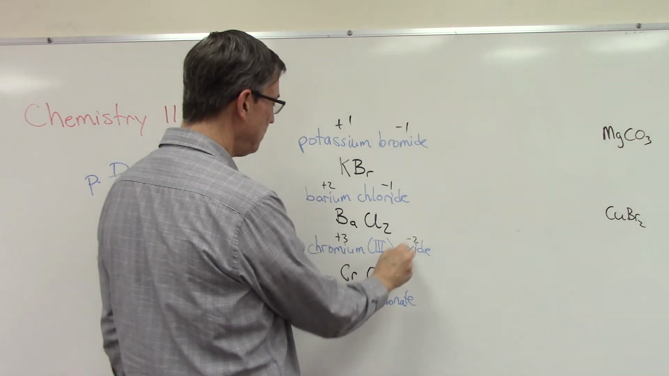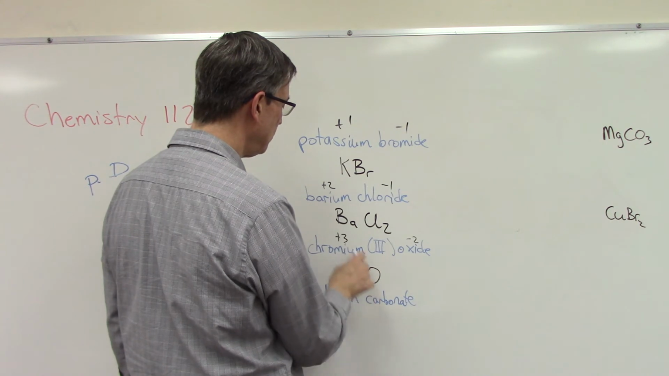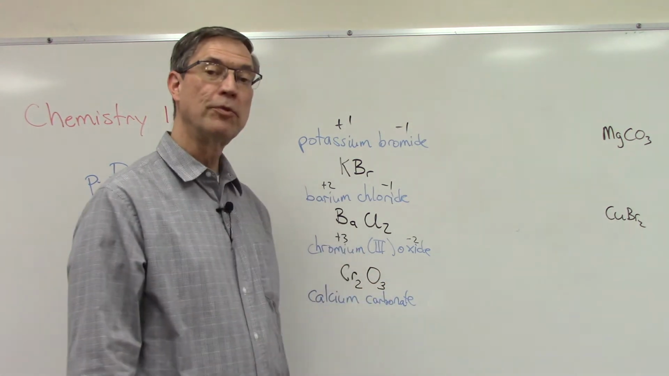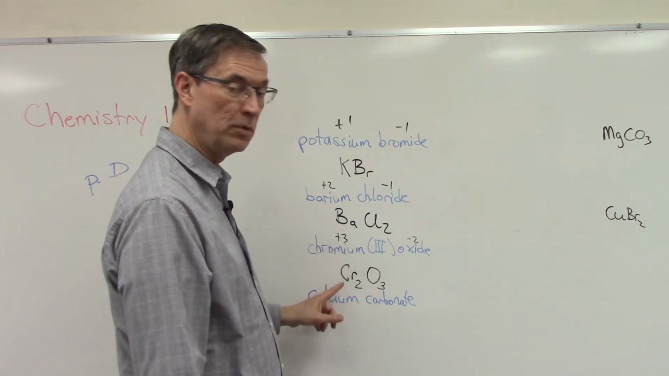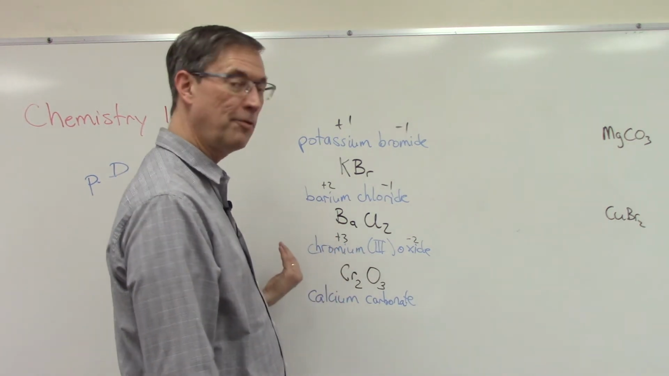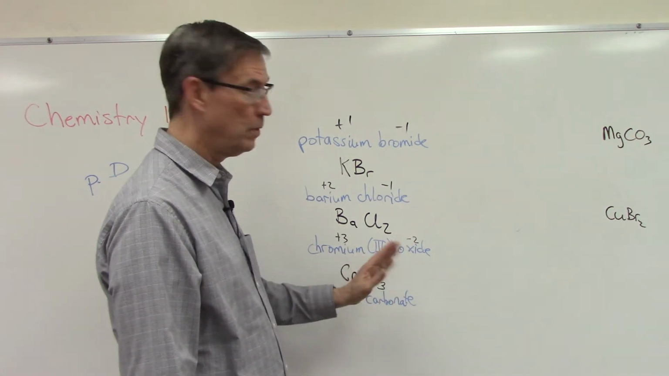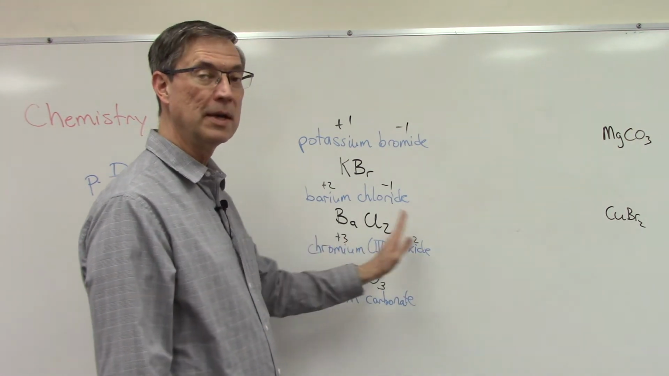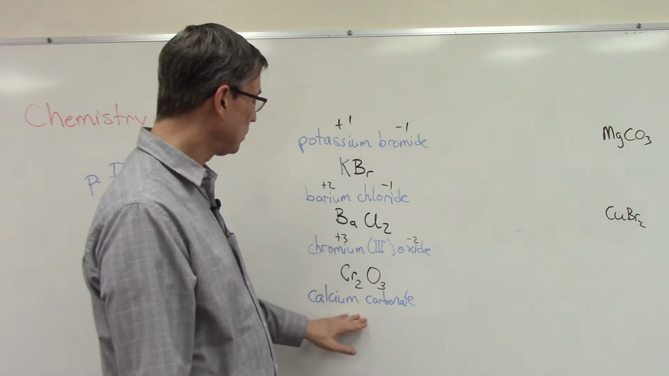So this charge of 2 tells me that I have a subscript of 2, positive 3 means I have a subscript of 3 on oxygen. Let's check it out. 2 times positive 3 would be positive 6 for this half. 3 times the -2 would be -6. So my positive 6 and -6 balance each other out. Perfect.